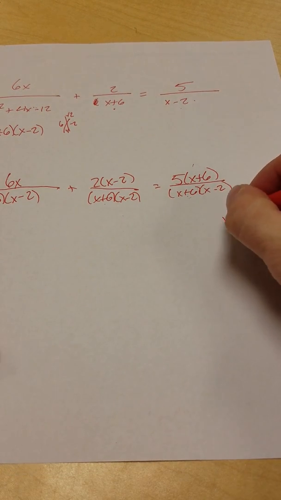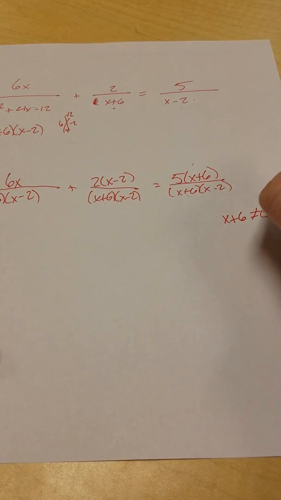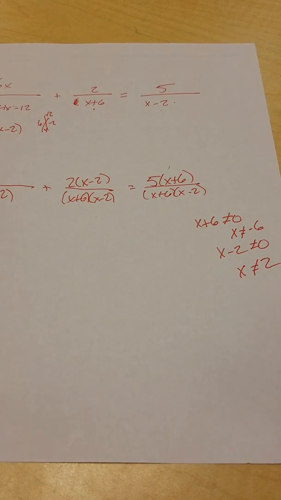Take the denominator, you know x plus 6 cannot equal 0, x minus 2 can't equal 0, therefore x cannot equal negative 6. x cannot equal 2. So any solution is going to work except negative 6 and 2.